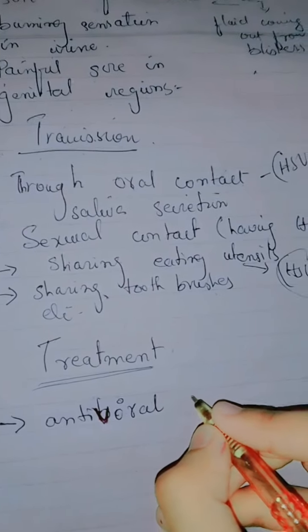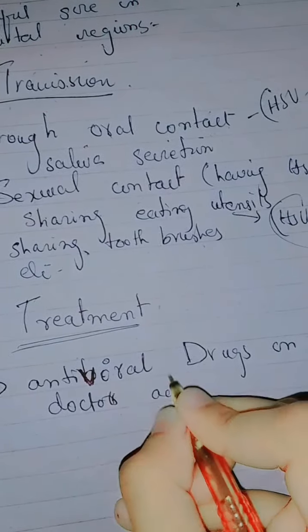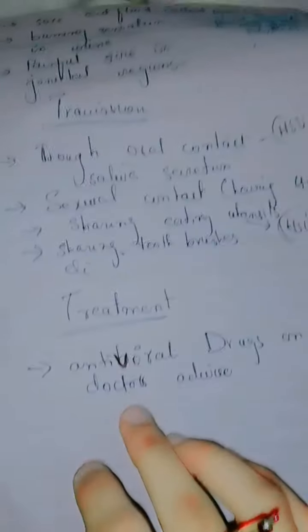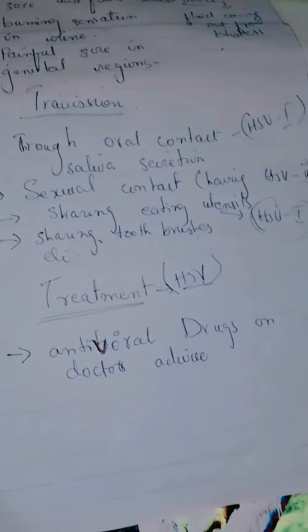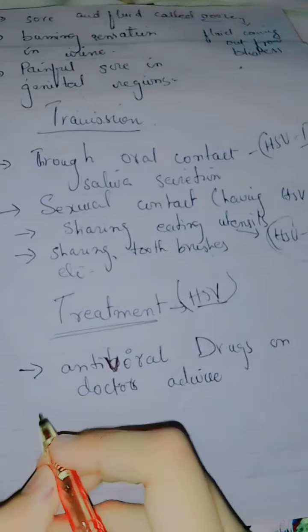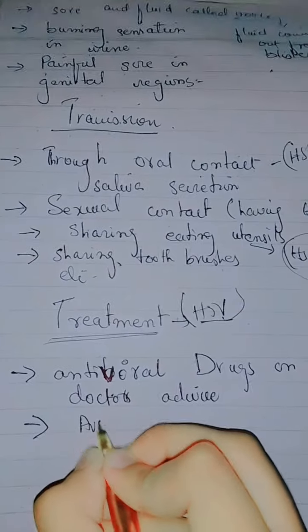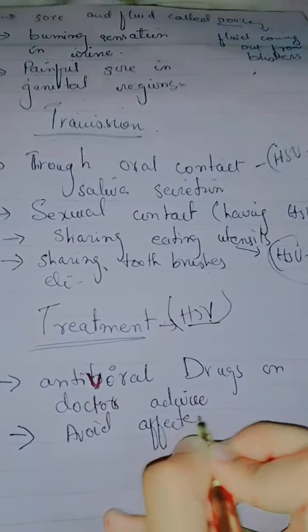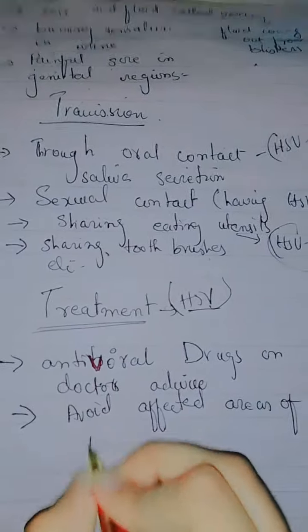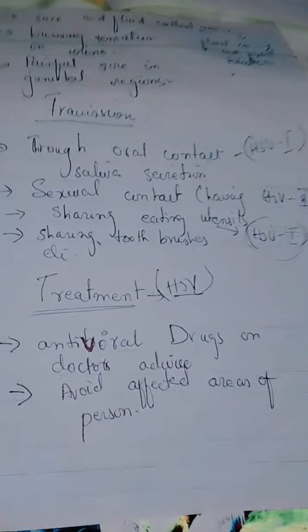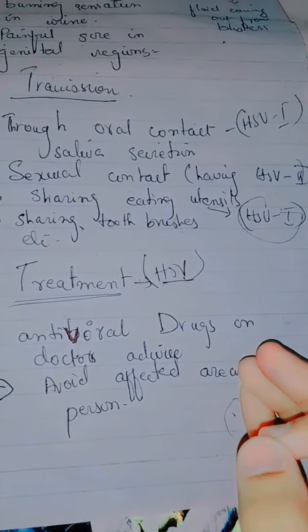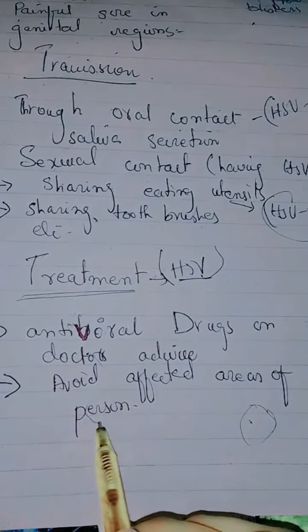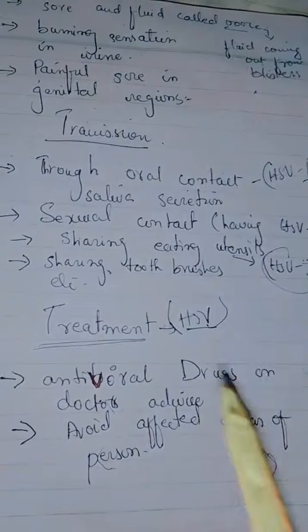The treatment can be taking antiviral drugs on the doctor's advice. There are some drugs through which HSV virus can be treated. In HSV both types come, HSV1 and HSV2, so you can take antiviral drugs on the doctor's advice. Another treatment is to avoid the affected areas of a person. If a person has blisters, it means they have HSV, so avoid the affected area of the person. As we know it can transmit through these, avoid touching these areas.